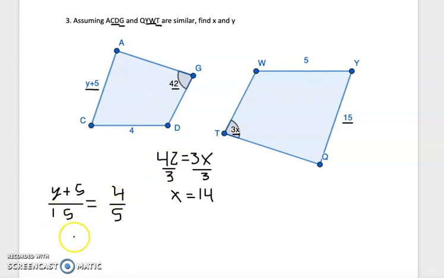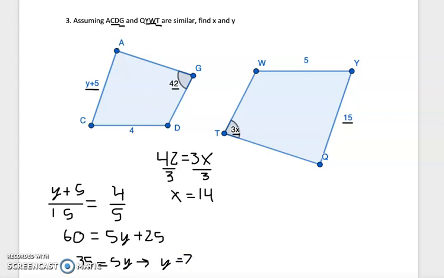So now this is just a proportion, so then we can solve this. So that's going to be 60 equals 5y plus 25. Then we subtract both sides by 25, which will end up getting us 35 equals 5y, which then, if we divide both sides by 5, we end up getting that y equals 7. So that's not too bad.